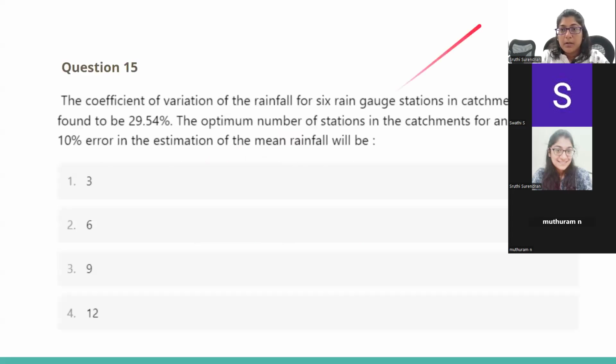There's one more problem. You can do this also and post your answers in the chat box. Again, here they're saying 6 rain gauge stations in a catchment were having a coefficient of variation of 29.54. What will be the optimum number of stations required for a 10% error in the estimation of the mean rainfall?